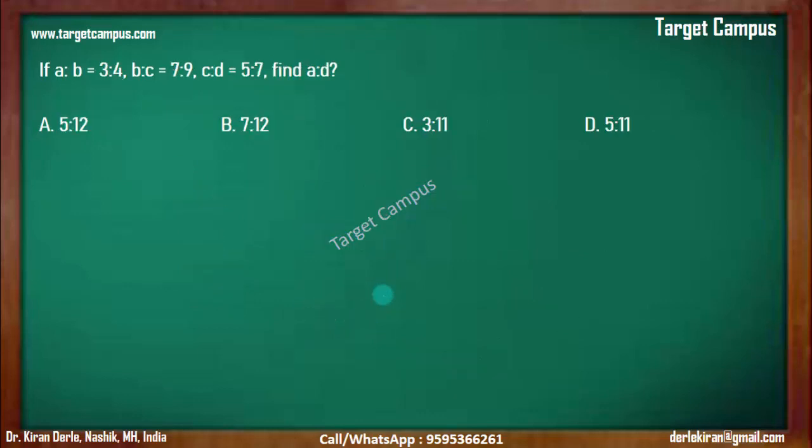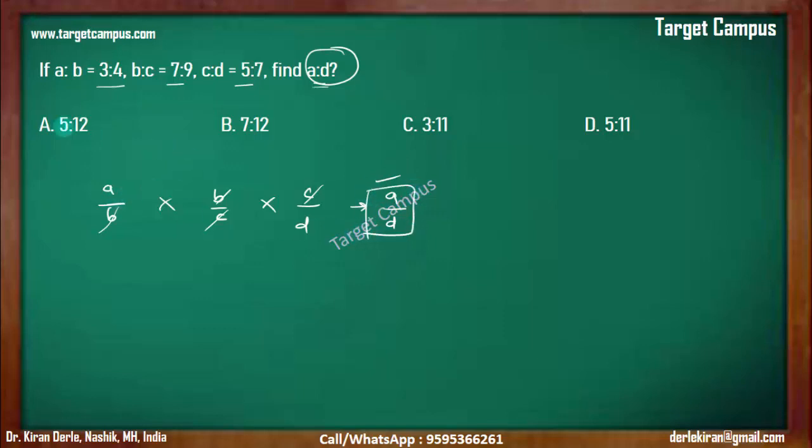So let's move ahead. If a is to b is 3 is to 4 and b is to c is 7 is to 9 and c is to d is this, find a is to d. So a upon b is given to us, b upon c is given to us, and c upon d is given to us. What happens if we multiply this and this? And what is asked to us? A upon d. So this b gets cancelled, this c gets cancelled, and what remains is a upon d. I hope you are getting this.